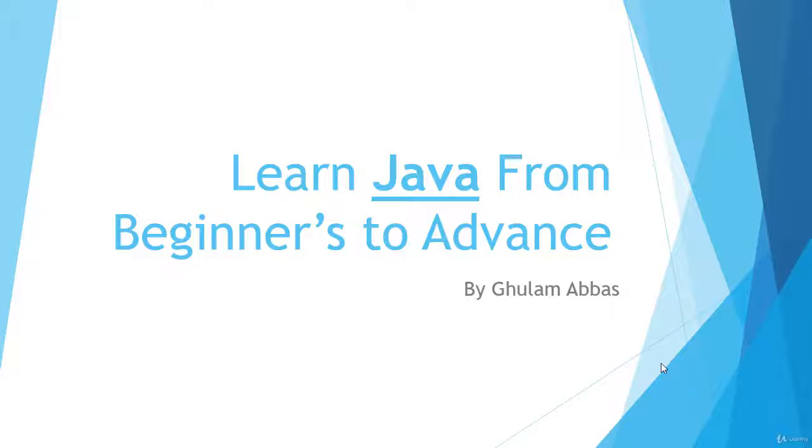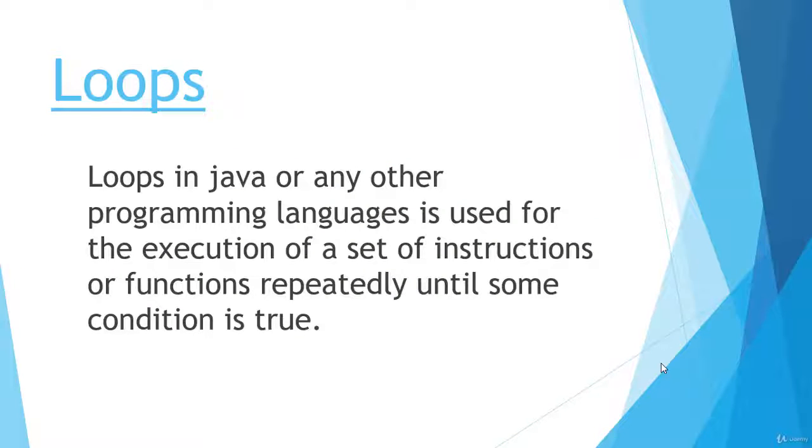Today we are going to start our new section in which we learn about loops. Loops in Java or any other programming language are used for the execution of a set of instructions or functions repeatedly until some condition is true. It means if we want to repeat a statement a number of times, then we use loops.